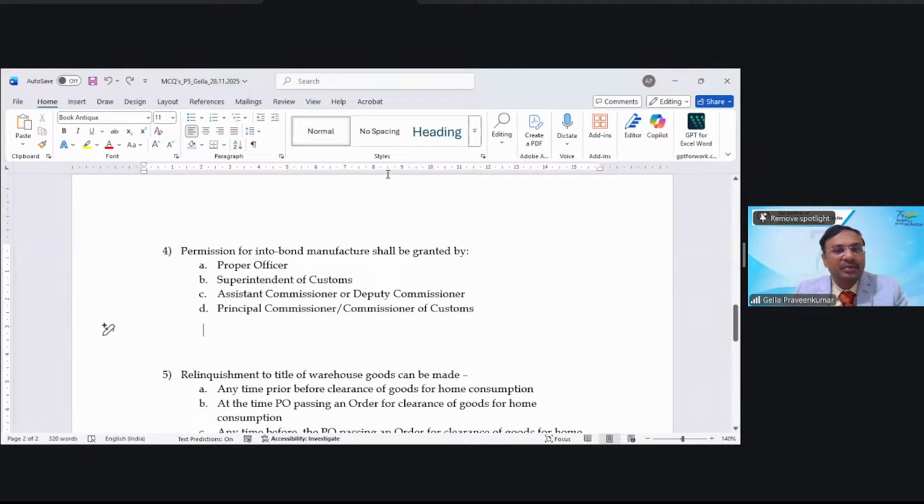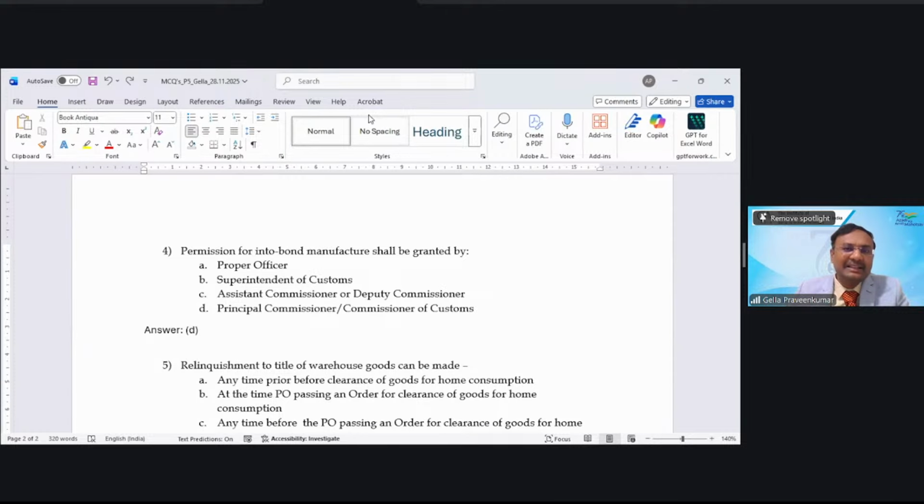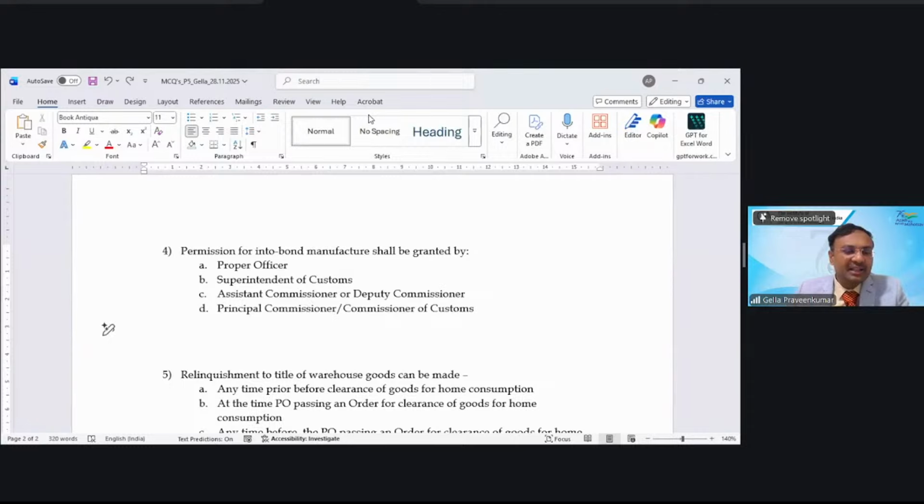Permission for into bond manufacture shall be granted by proper officer, superintendent of customs, assistant commissioner of customs, principal commissioner, deputy commissioner of customs. Now, these are the questions. They look very, very easy, deceptive in nature, but it will test your destiny when your results are announced. I was telling you, be careful.